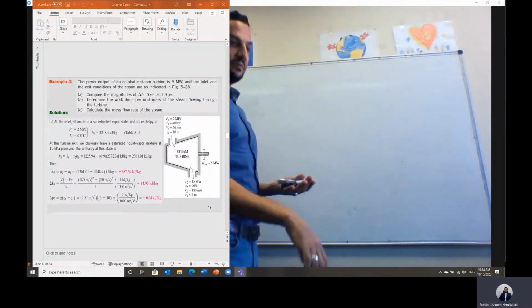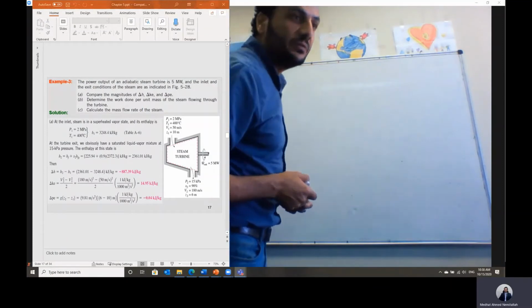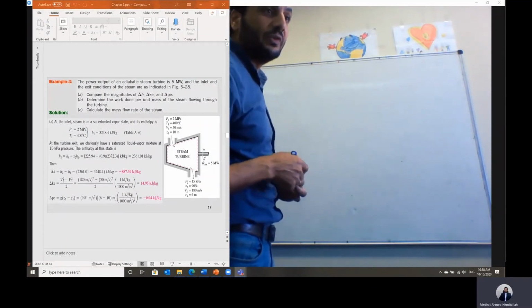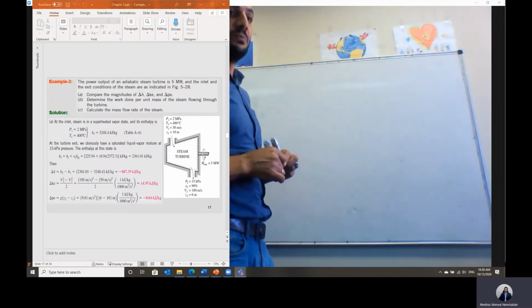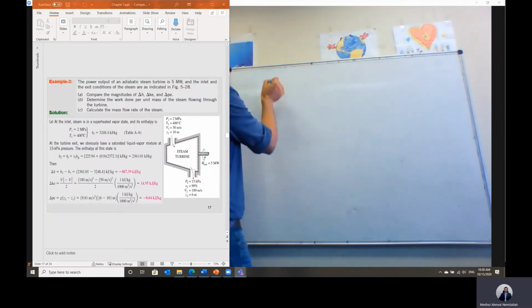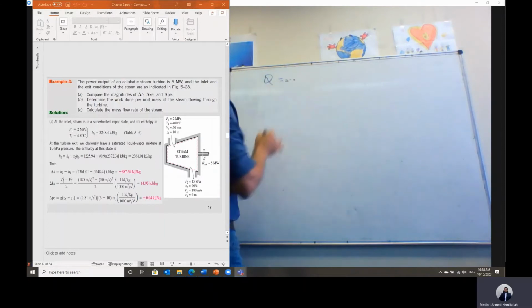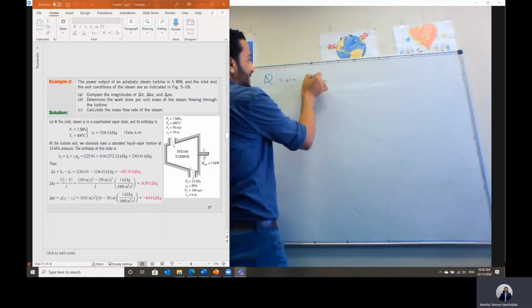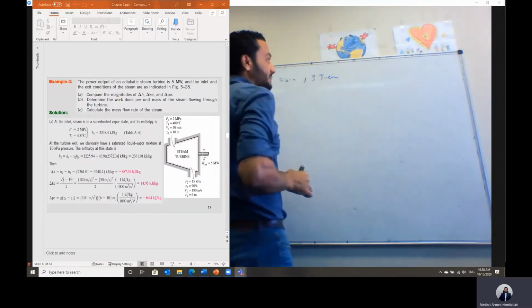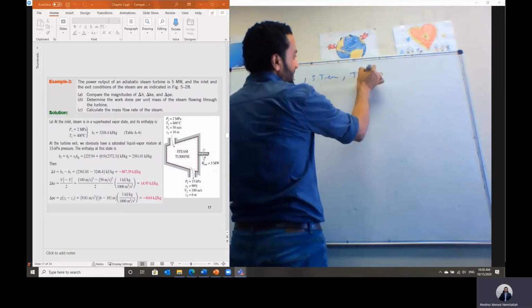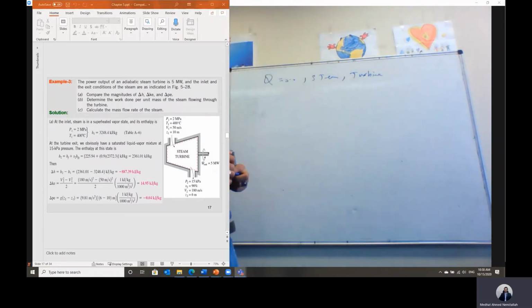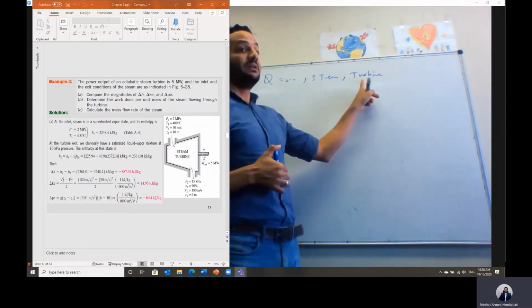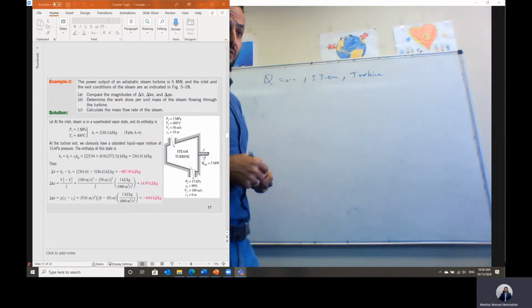Here in this example, we have the power output of an adiabatic steam turbine. So let's translate all of this: the power output of adiabatic. Adiabatic means the heat transfer is equal to 0. Steam turbine, so the working fluid is steam, and the device that we are considering is a turbine. So we'll apply the general first law of thermodynamics that we have developed in case of turbine.